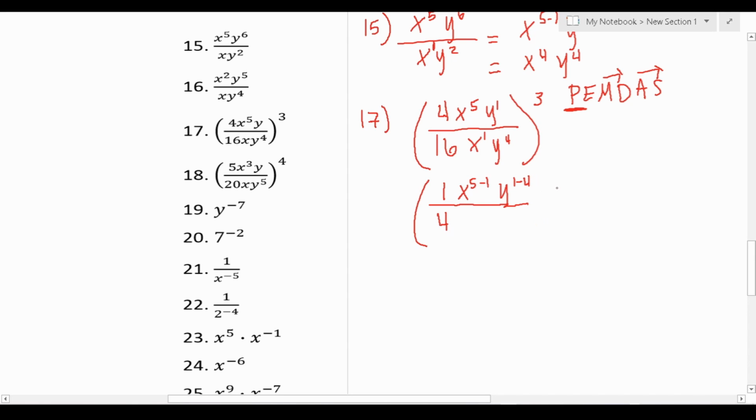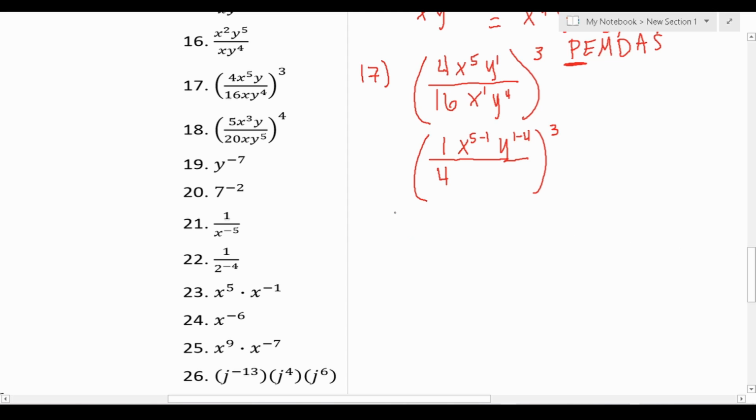And let's not get sloppy. This is all raised to the 3rd power. All right, so let's keep reducing this as much as possible before we apply that exponent. X to the 5 minus 1 is x to the 4th, and then y to the 1 minus 4 is y to the negative 3rd.